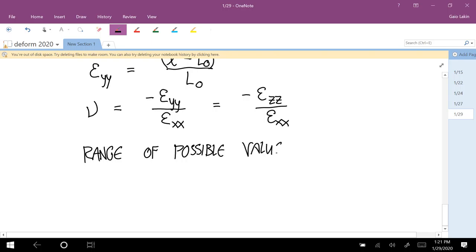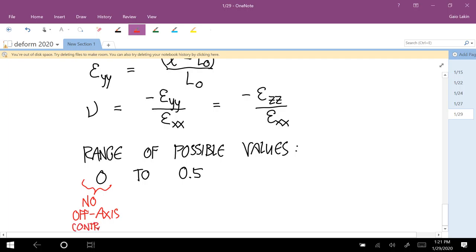The possible values for Poisson's ratio are 0 to 0.5. So 0 would be no off-axis contraction. And 0.5 would be that volume is conserved.